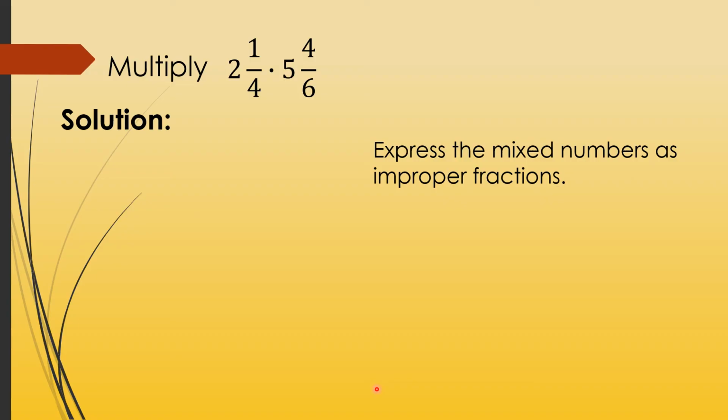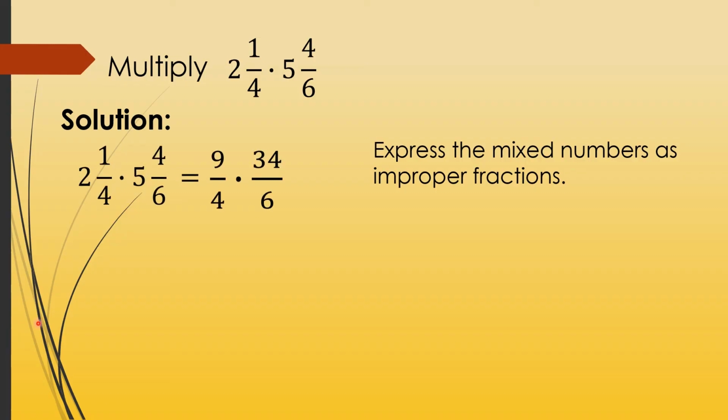Kapag sinabing improper fractions, iyon yung mas mataas ang number sa numerator kaysa sa denominator. Itong 1/4, tinatawag yung proper fraction. So, itong mixed fractions na ito or mixed numbers, gagawin natin siyang improper fraction. So, kailangan mas malaki na yung value ng numerator sa denominator.